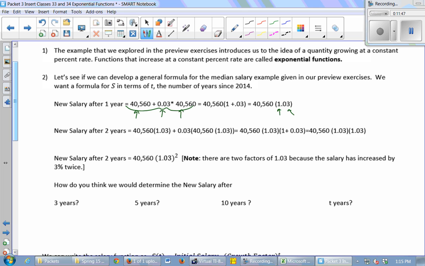So after 2 years, I would take my 40,560 times 1.03, and I have to multiply by 1.03 again, right? So I end up with 40,560 times 1.03 times 1.03. Because that's my 2015 salary, and then I increased it by 3% again. So it actually looks like 40,560 times 1.03 squared, okay? Because I increased by 3% twice.